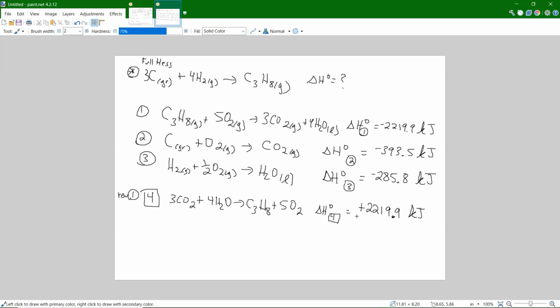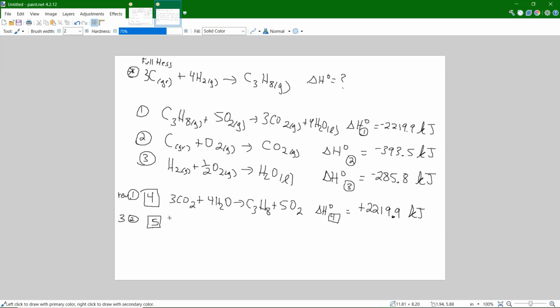Okay, now I'm looking and I see a coefficient of 3 in front of the carbon graphite. I'm looking through here. Oh, I only have one carbon graphite in equation 2, with just a 1 in front of it. So I have to multiply every coefficient in equation 2 by 3. That's what I have to do. I said it the wrong way earlier.